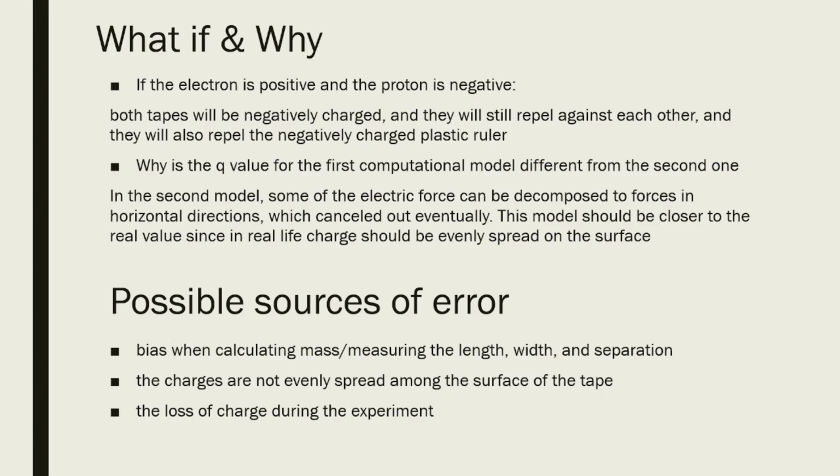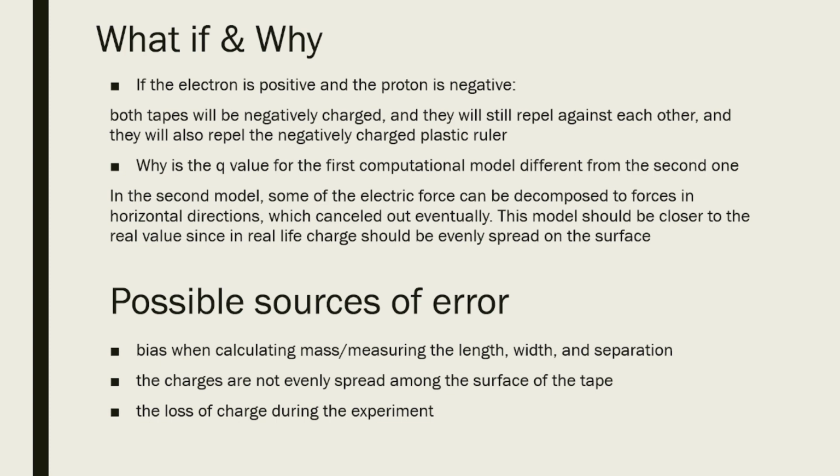So, what if and why? If the electron is positive and the proton is negative, both tapes will be negatively charged, and they will still repel each other, and they will also repel the negatively charged plastic ruler, which is different from our previous result.